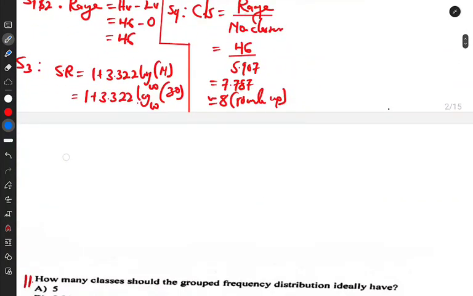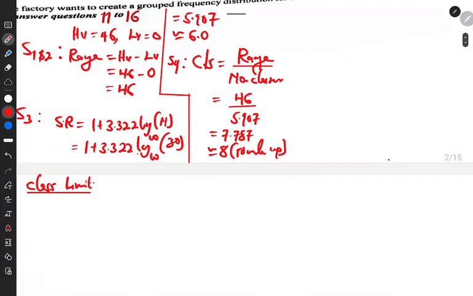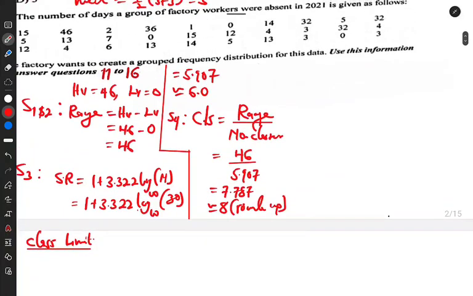So we'll have our class interval or class limit. Ideally we're supposed to have a number of classes of 6 classes. Before we can find our class limits, we first have to identify the lowest data, and then once we know the lowest data, we can consistently add the class size, so that we can get the class limit for the 6 classes we're supposed to have.